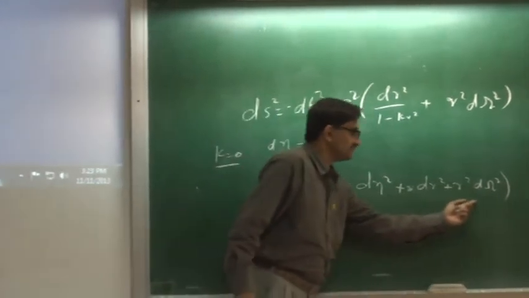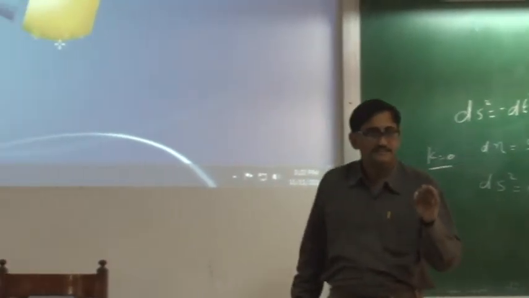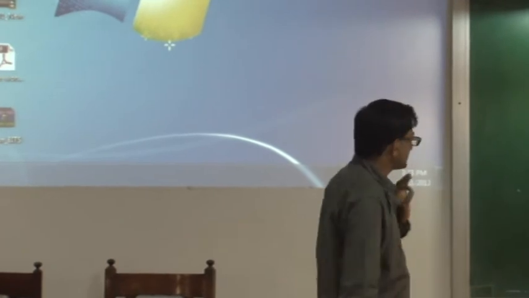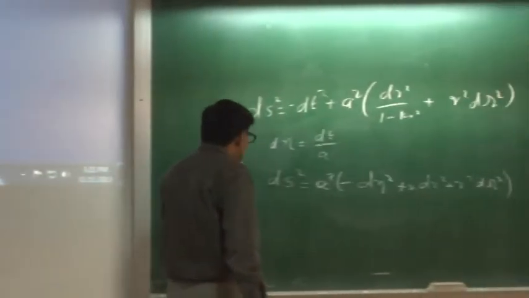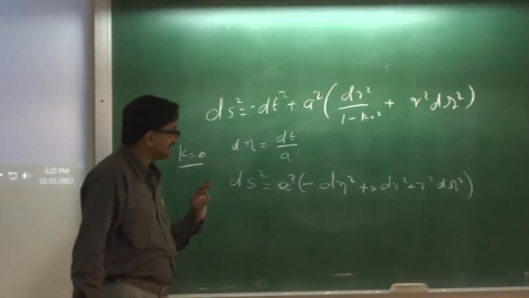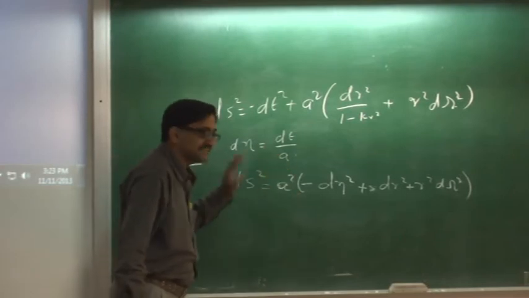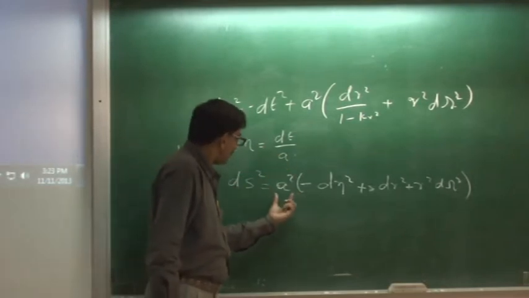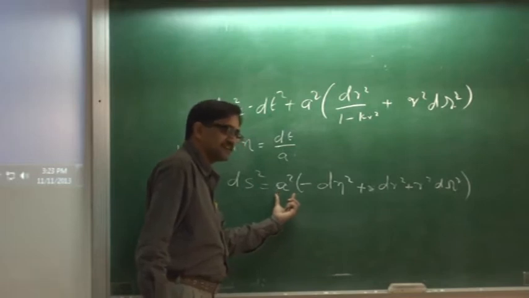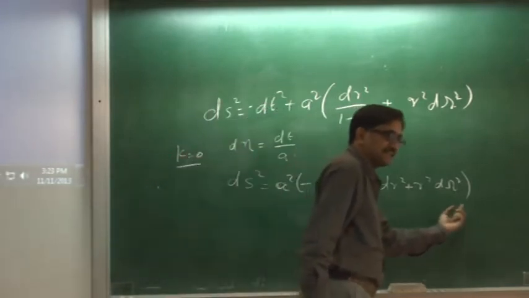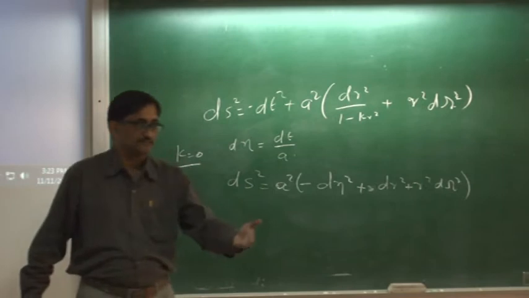Now, this portion is just the Minkowski line element. It means that to begin with, for k equal to 0, I can clearly see that by a simple transformation, in which I am multiplying a function with the Minkowski line element, I can get the line element for my case.